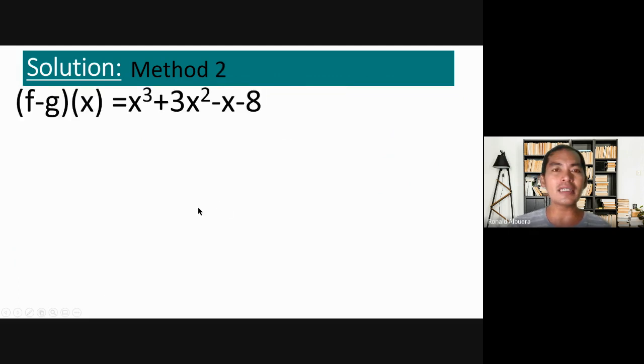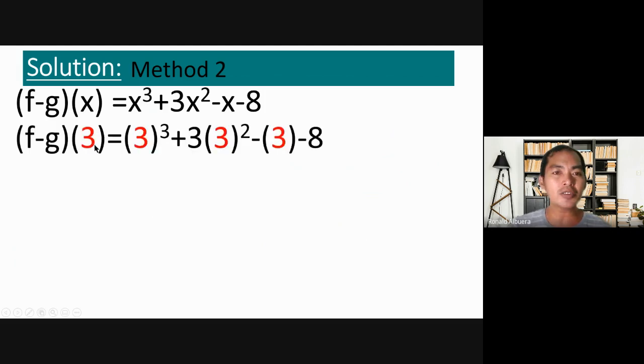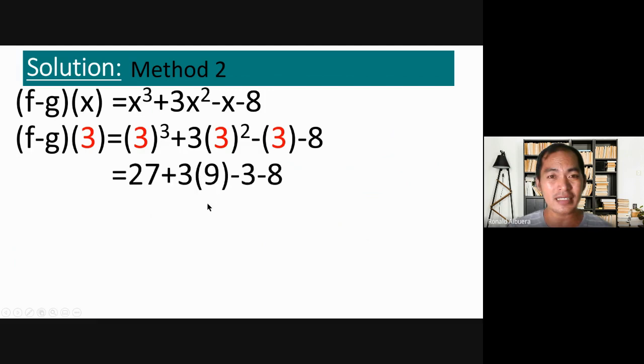Another method is you get first the difference. Ito yung difference ng two function bago kayo magso-substitute. We replace x ng 3. Papalitan natin yung x ng 3. That's 3 cubed. At yung x squared. So 3 squared is 9 times 3 is 27.